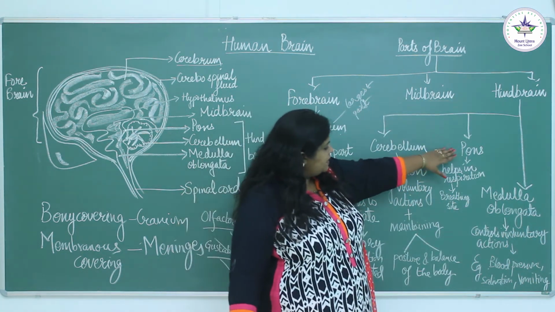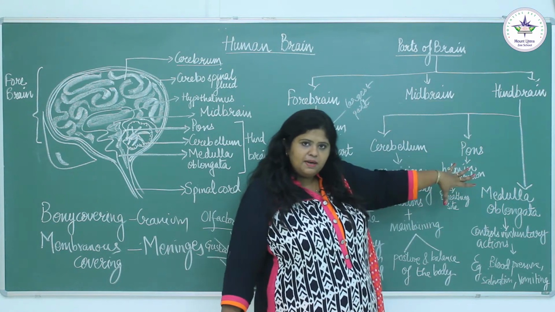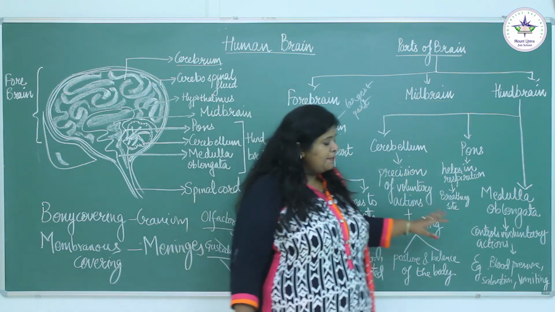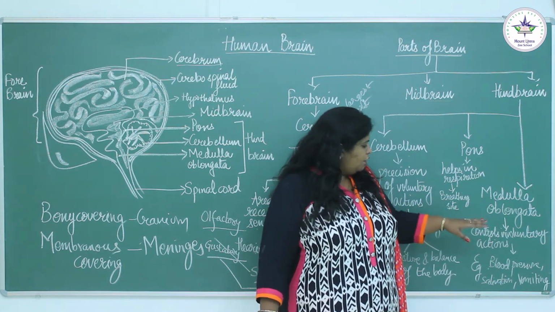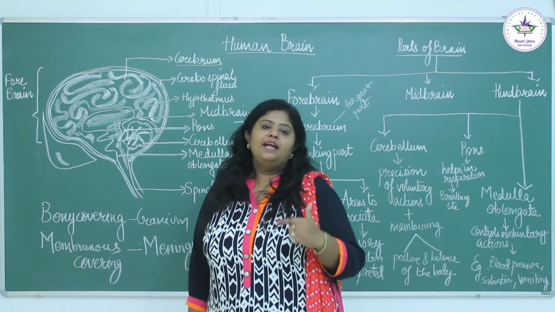Pons is helping respiration and is actually a breathing site. The details of this part of the brain we will study in higher classes. Coming to the last part, that's the medulla oblongata. Medulla oblongata controls the involuntary actions as I just explained to you.